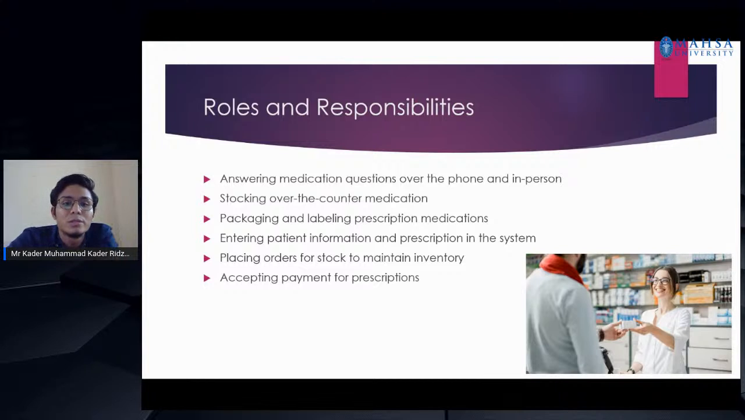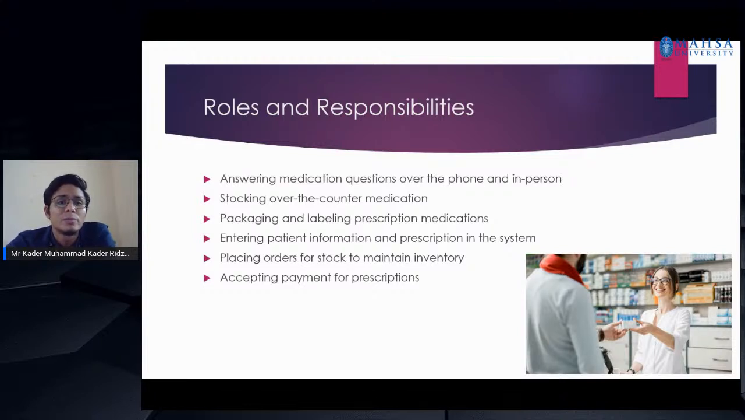Number four, entering patient information and prescription in the system. This is crucial. Once you have prepared the prescription, all the details of the patient should be kept in your system, because the pharmacy enforcement team will check what type of medication you have prescribed to the patient. Not all medication can be prescribed easily to the patient.